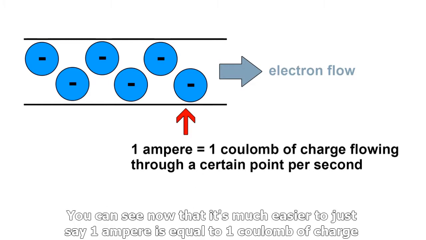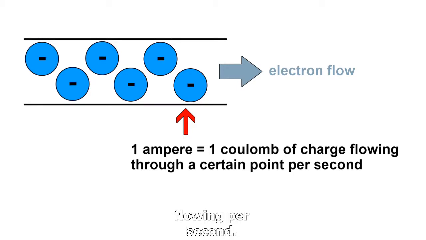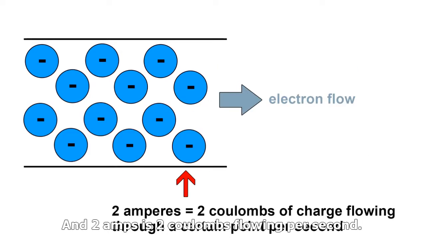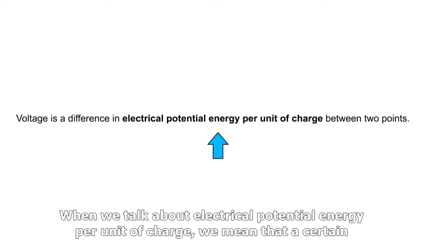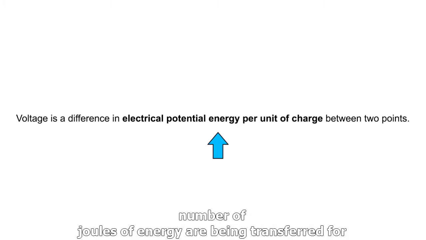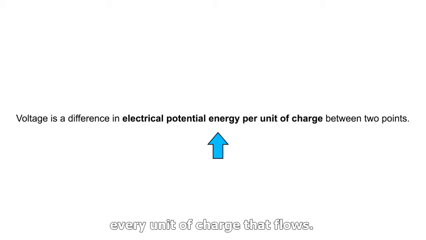You can see now that it's much easier to just say 1 ampere is equal to 1 coulomb of charge flowing per second, and 2 amps is 2 coulombs flowing per second. Now let's tie these two concepts together. When we talk about electrical potential energy per unit of charge, we mean that a certain number of joules of energy are being transferred for every unit of charge that flows.